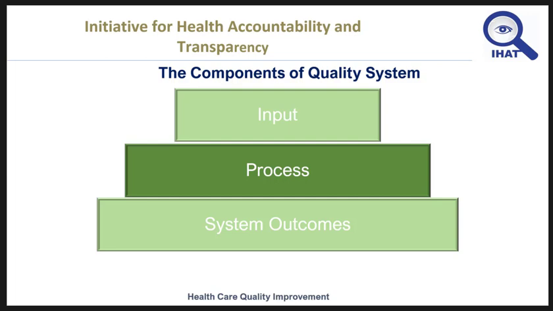The second component is the process component of quality, which includes diagnostic, therapeutic, and patient care procedures and protocols, which can all be measured and quantified. Lastly is the system or results component. Here we're talking about infection rates, morbidity and mortality rates, as well as patient and employee satisfaction, which are all outcome measures.